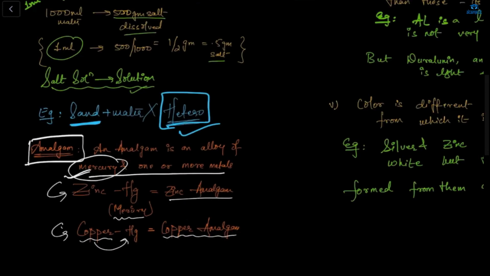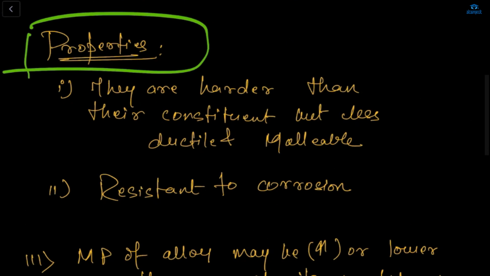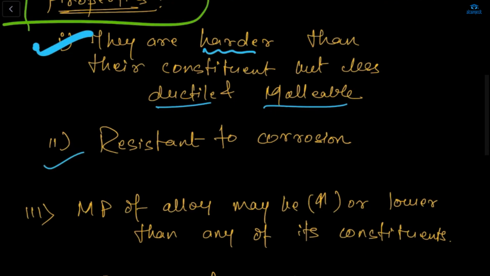So now we will discuss all the properties of alloys. First point: they are harder than their constituents but less ductile and malleable. What is malleable? It can be beaten into sheets, and ductile means it can be drawn into wires. So alloys are harder, but not as ductile and malleable. Second, they are resistant to corrosion. This is a very good property of alloys.